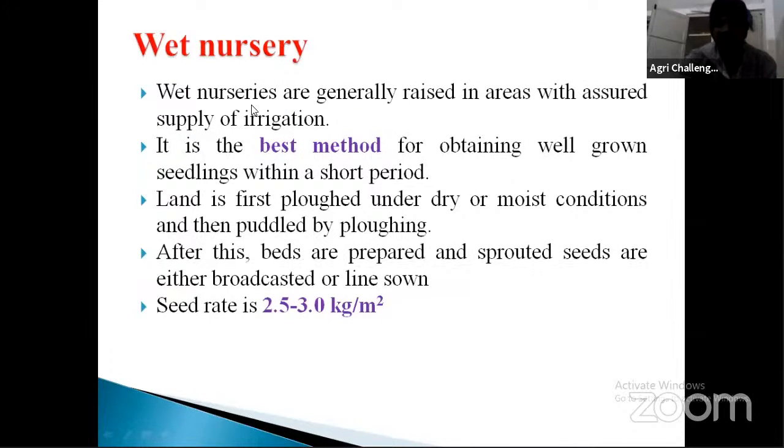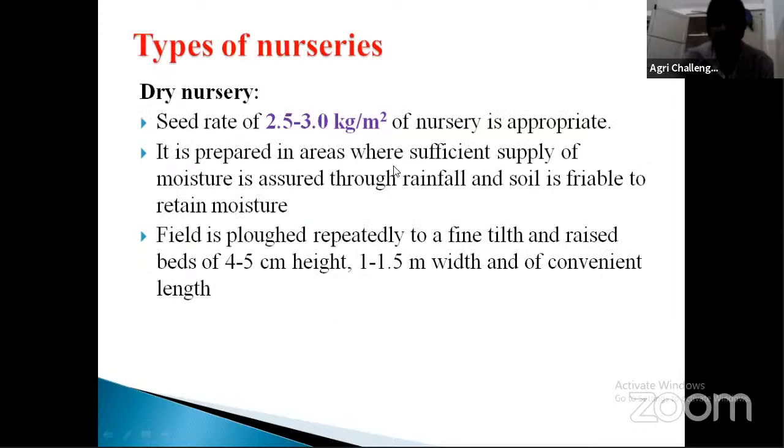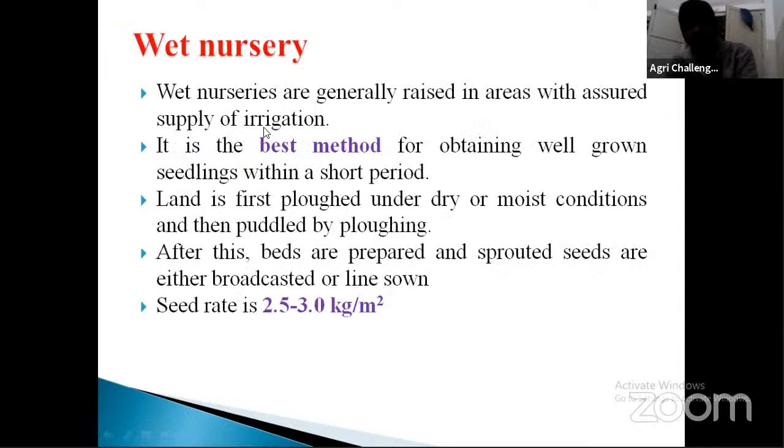And next one is wet nursery. Wet nurseries are generally high yielding compared to dry nurseries. Generally, they are raised in areas with an assured supply of irrigation. If an irrigation source is there, if sufficient supply of irrigation is there, then we will go for wet nursery. And if an irrigation source is not there and only rainfall is there, that means we have to go for dry nursery. And this wet nursery is the best method for obtaining well-grown seedlings within a short period of time.